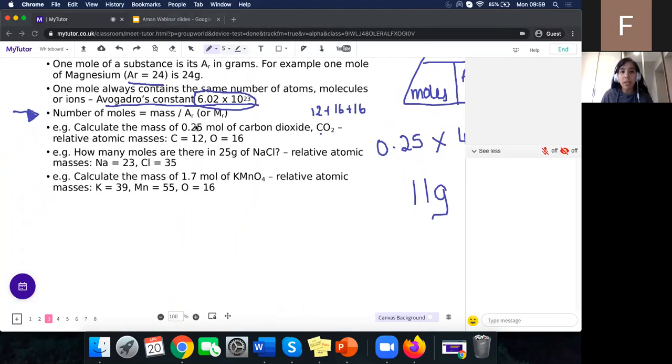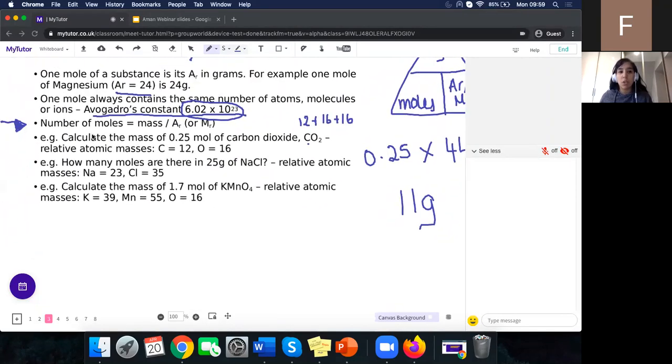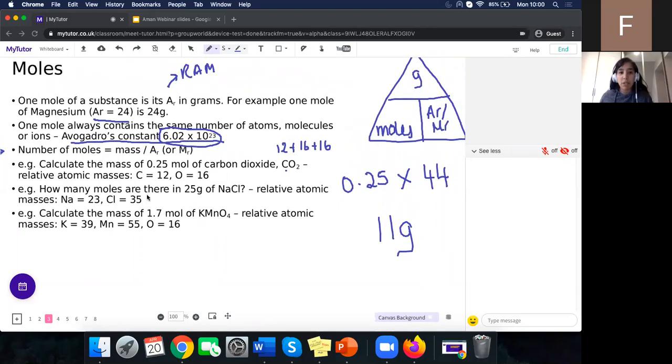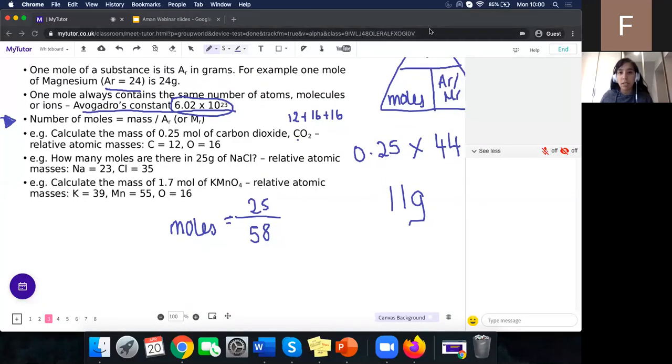All right, the next example then says, how many moles are there in 25 grams of sodium chloride? So now we're going back to our original equation. Number of moles equals mass over the atomic mass or molecular mass. So remember they haven't given us the number of moles, we've been given the grams, so we know that's 25. So we're going to do moles equals 25 grams. And then we're going to divide by the relative atomic masses. So in sodium it is 23, and in chlorine it is 35. So 23 plus 35 is 58. So the number of moles will be 25 divided by 58. So what's that?